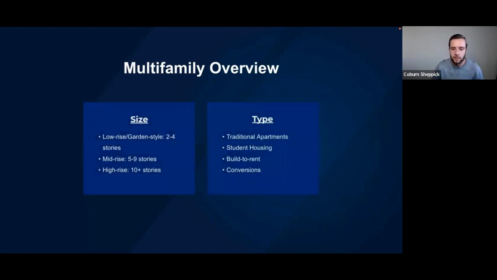So multifamily, we'll keep it high level here. Multifamily is definitely less complex as far as the certain types. There are definitely types, and there are new types as well. Everybody's heard of build to rent. So let's talk about the types of multifamily first here.